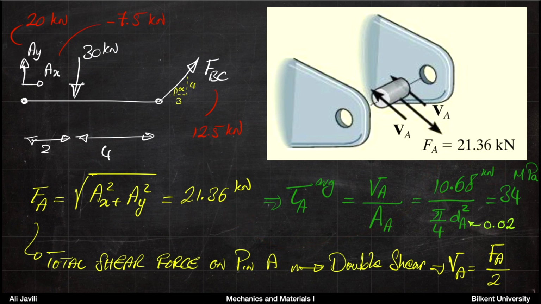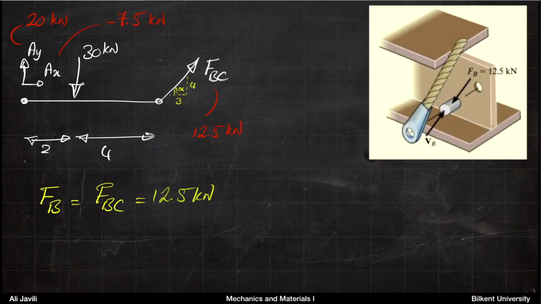And then again, the shear force for each side of the pin is half of 21.36, which is 10.68. So if you calculate that, the shear stress for pin A would be almost 34 megapascal. So that's pin A. Now we play exactly the same game for pin B.